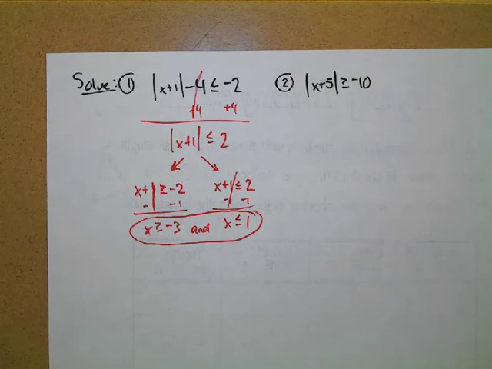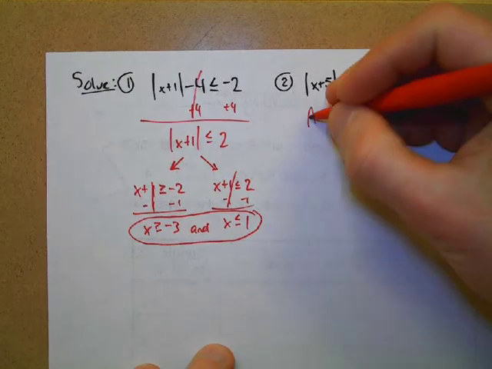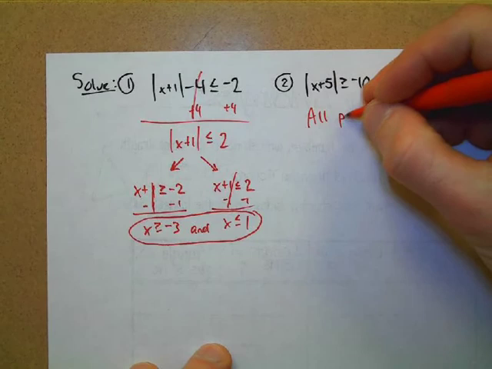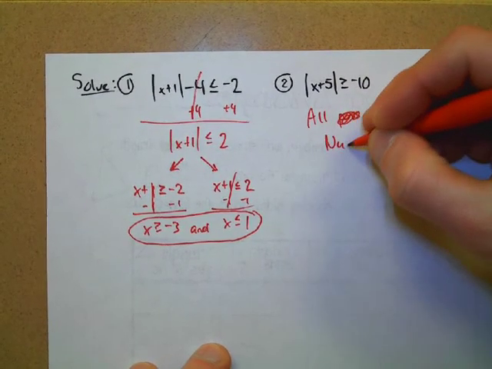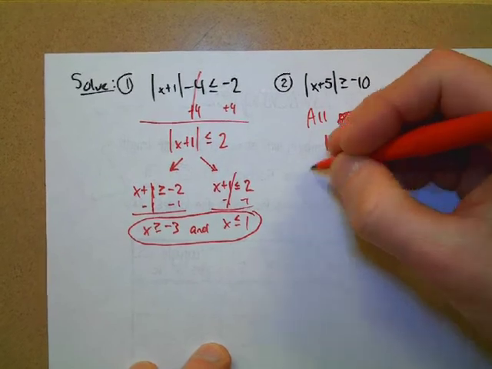I'll open up the class. When will a positive number be greater than or equal to a negative 10? Not never. It's always true, right? A positive number will always be greater than or equal to negative 10. So this is all solutions, or all real numbers, or if you want to say infinite solutions.